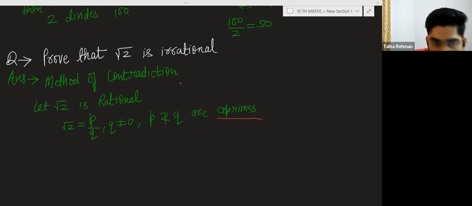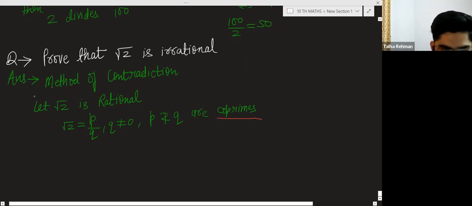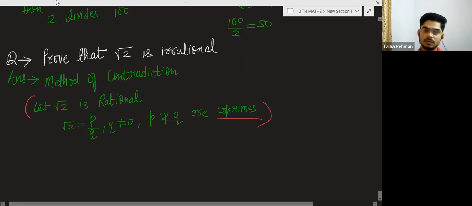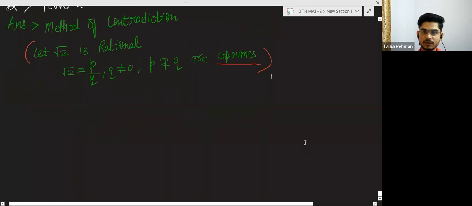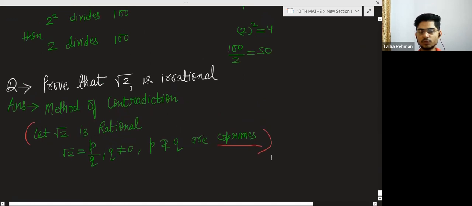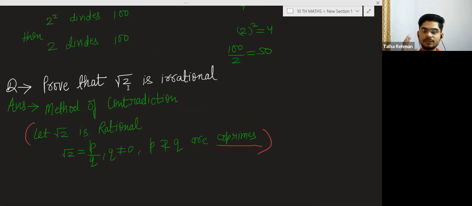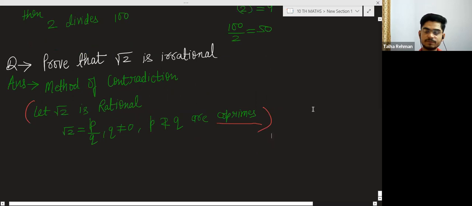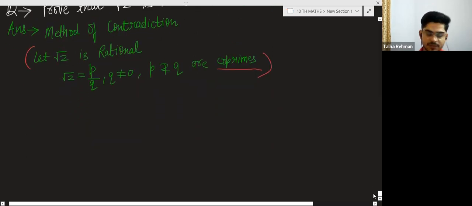We have assumed that root 2 is rational, and if this is rational, it can be represented in this form. You can prove any question like this: root 3, root 5, root 7, root 10, root 11. You can prove the questions like this in the same way. Now let's see.